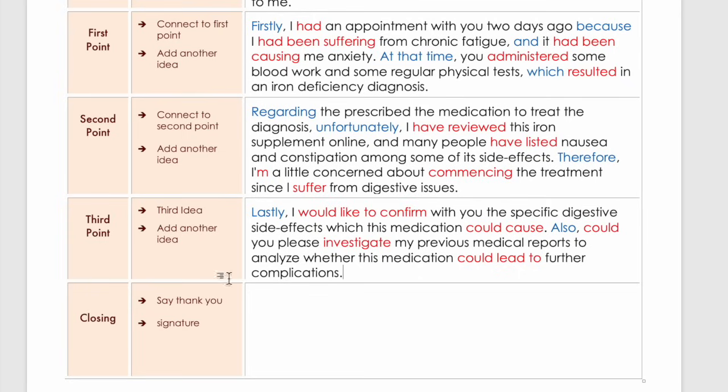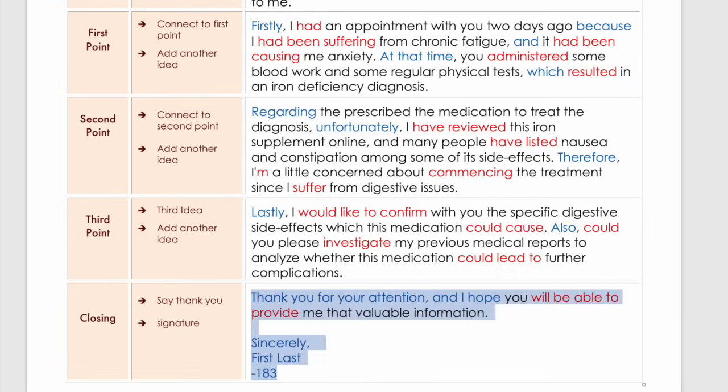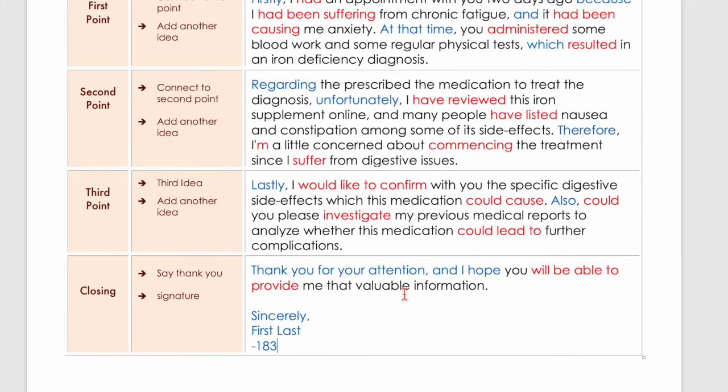Okay, so now we're just going to get to our closing. We're going to say thank you and provide our signature. Okay, so thank you for your attention, and I hope you will be able to provide me that valuable information. Sincerely, first name, last name. All right, so we can see here it's 183 words. I think that's really good for 7 to 9.